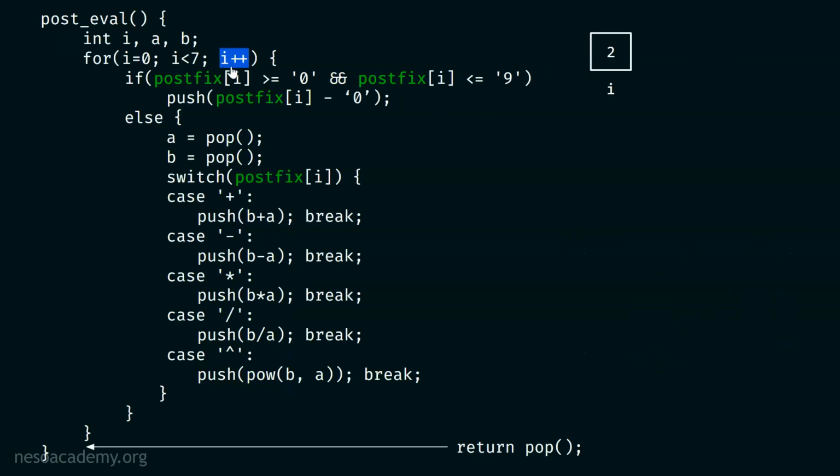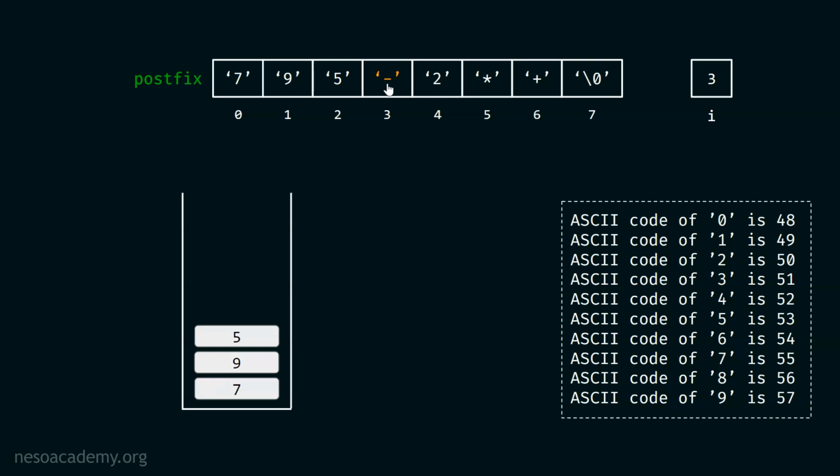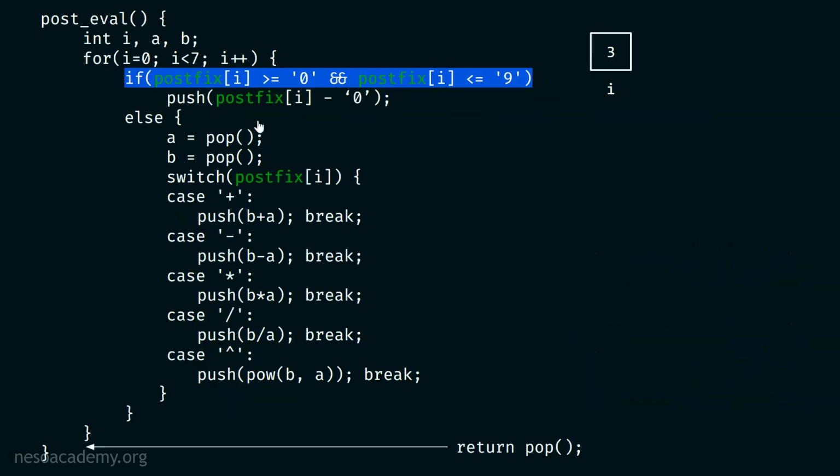Now the next step. Again, I is incremented by 1. This becomes 3. Condition is again satisfied. We'll land again at this line of code, right? This time we have encountered this minus symbol. Okay, this is an operator. Therefore, else part will get evaluated.